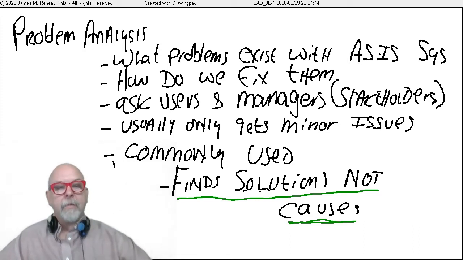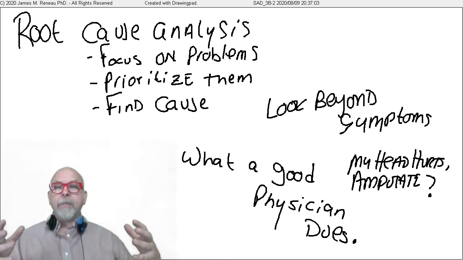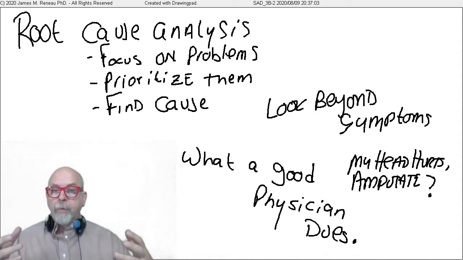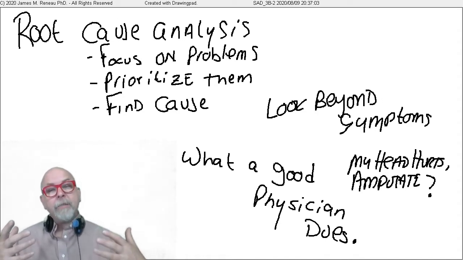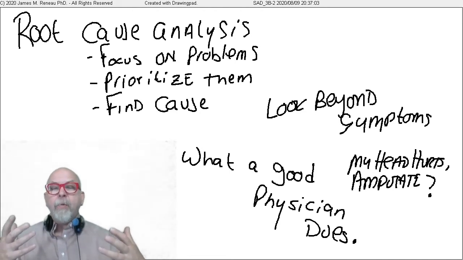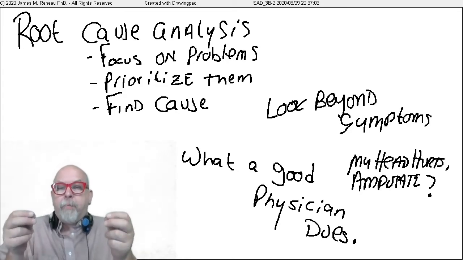The next type of analysis is known as root cause analysis. With root cause analysis, we also start by focusing on the problems. What are the problems? We prioritize them into the most important problems. And then we don't look for solutions. We look for the causes. What is the cause of the problem?